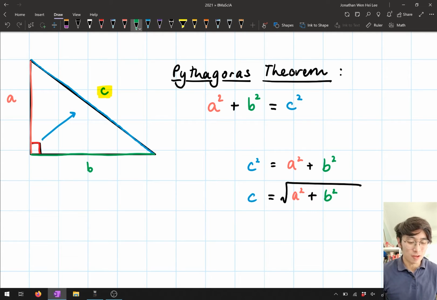So here we've rearranged Pythagoras' theorem to help us find the length of c. The way that we do this is we just take the square root of a squared plus b squared. For the rest of this lesson, we're going to be applying this formula.